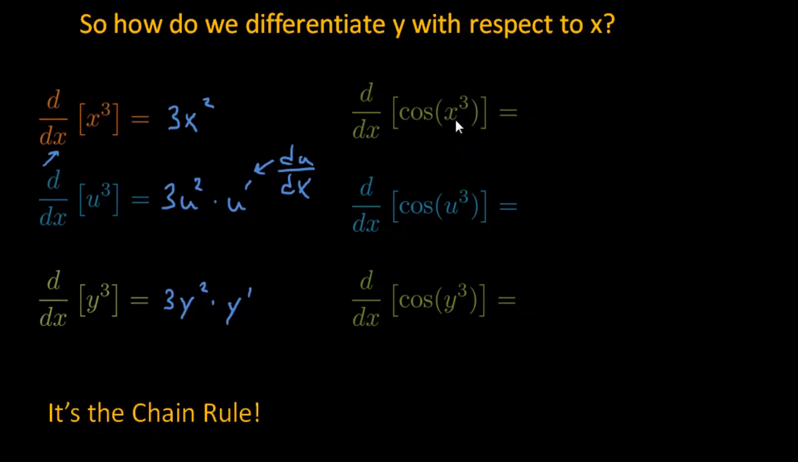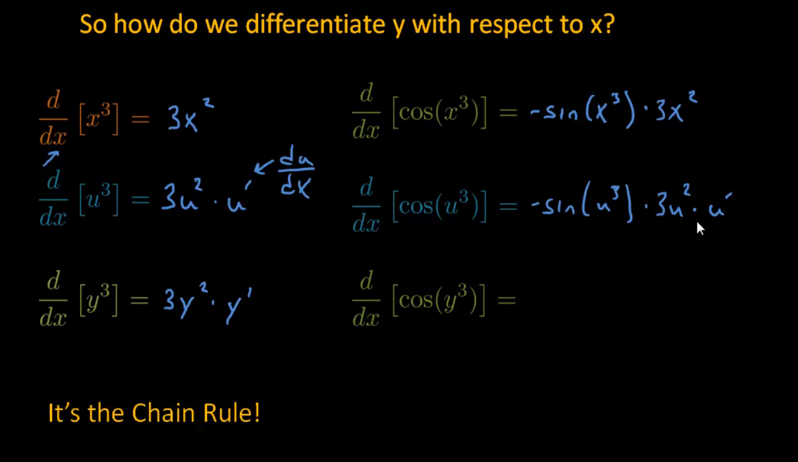Let's go ahead and try a couple more. The derivative of cosine of x cubed, well, that's negative sine of x cubed times the derivative of x cubed, which is 3x squared. Alright, the derivative of cosine of u cubed, well, it's going to be negative sine of u cubed times the derivative of u cubed, which was 3u squared, but then times u prime, because again, we're taking the derivative with respect to x.